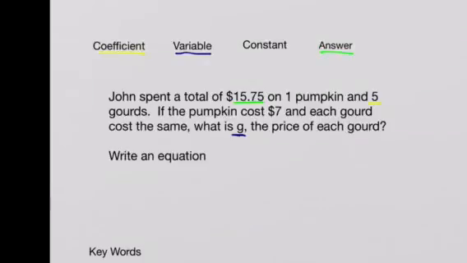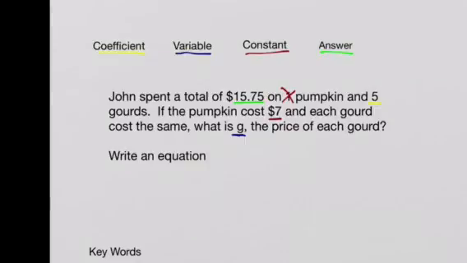And then last but not least, we have the constant. Now, we have 2 different numbers associated with the other item here, which is the pumpkin. So we have one pumpkin, and the pumpkin costs $7. So we're going to ignore where it's talking about one pumpkin because it gives us the price of that pumpkin, and ultimately price is what we're looking for in this equation.